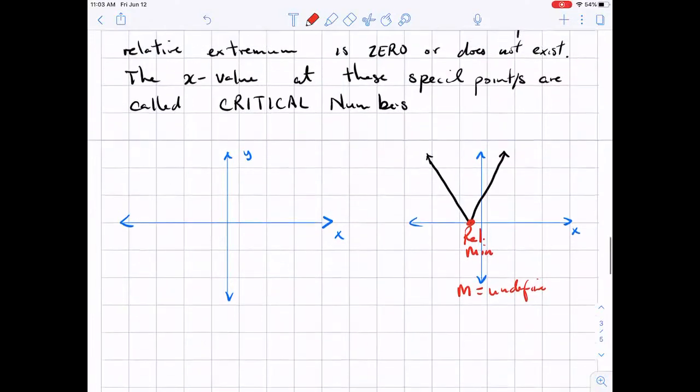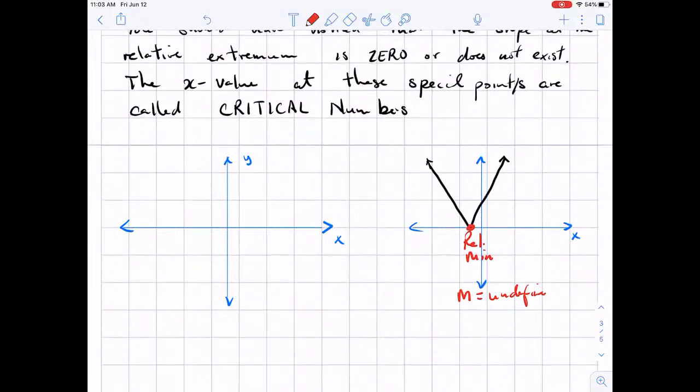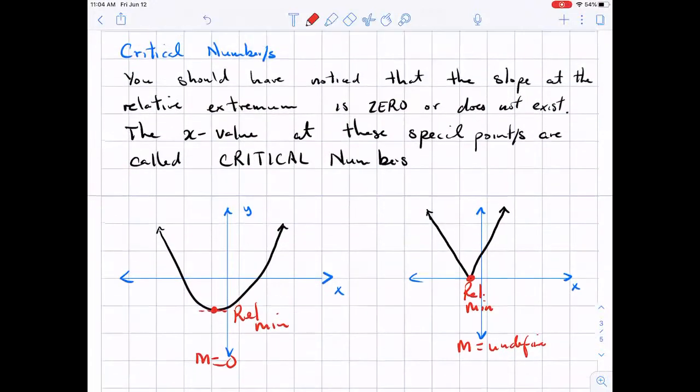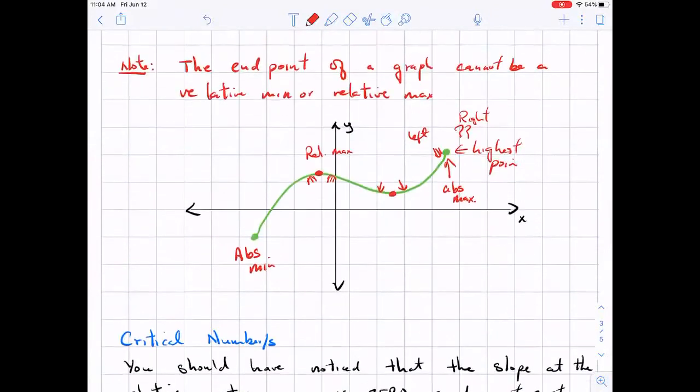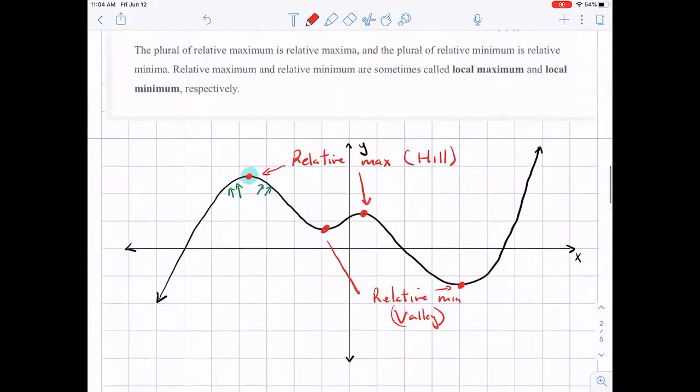On the other hand, the slope is 0 if we look at this figure here, just the basic parabola. You will notice that at this point, which is also a relative min, the slope m is equal to 0 because the tangent line at that point is horizontal. And that's where we're saying that you should have noticed that the slope at any one of these points is either 0 or doesn't exist. If you go back to any one of these, you will notice the same for each one of these points that we have here. The slope is 0 or the slope doesn't exist.